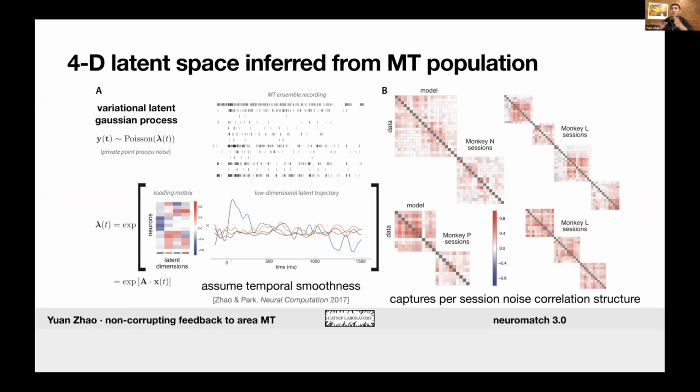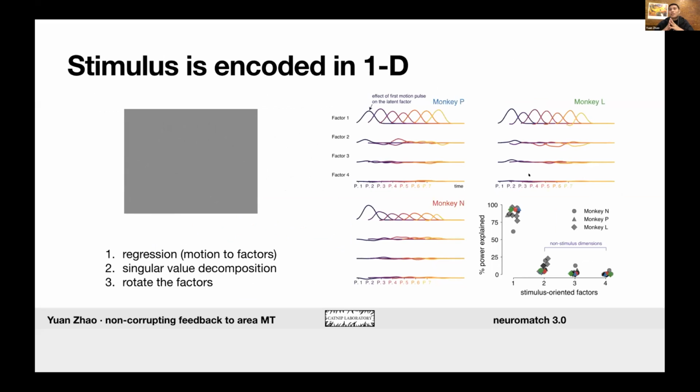And now let's look at the analysis we have done that rules out some of the possibilities. So we first extract a 4D latent factor from the population spectrum using so-called variational latent Gaussian processes. It is a dimensionality reduction tool that produces smooth latent factors. And we can see from the noise correlation matrix that the 4D factors have already explained the noise correlation very well. Then the regression analysis on the latent factors shows that the stimulus is encoded in 1D in the latent space.